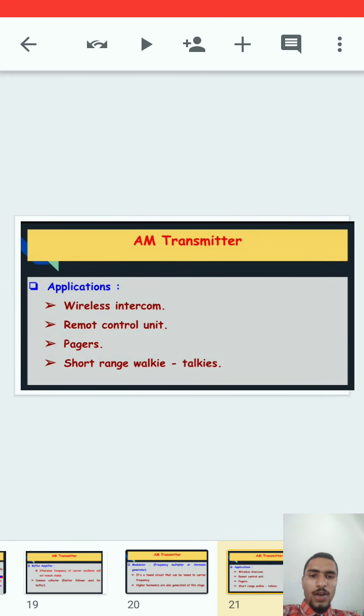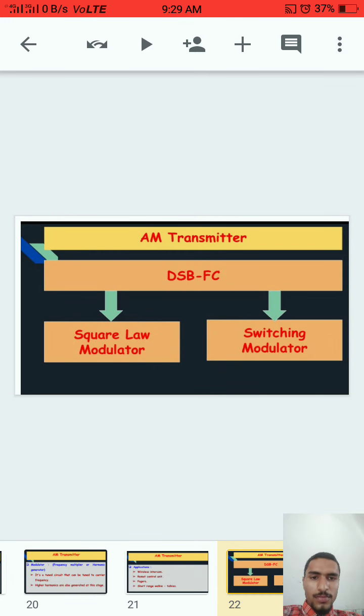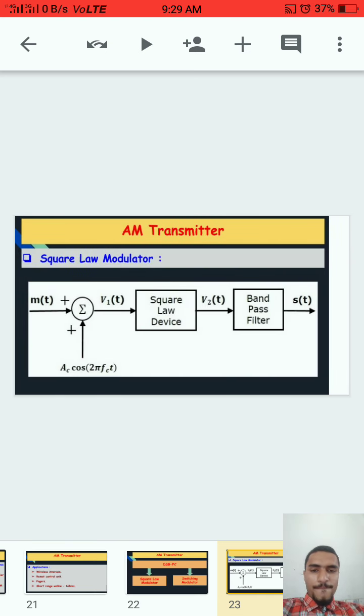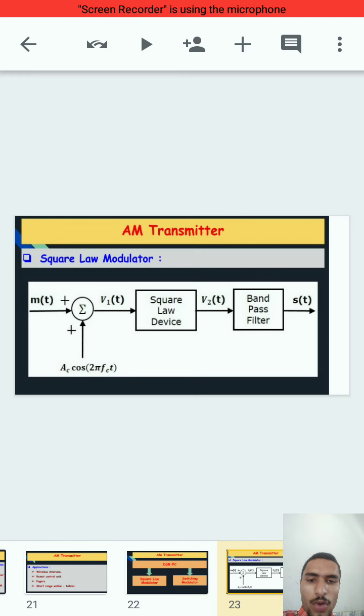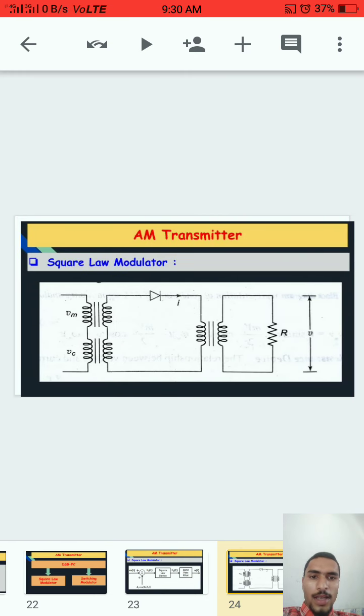Applications: wireless intercommunication, remote control unit, pagers, short range walkie-talkies. AM transmitter, DSBFC, square law modulator, and another one is switching modulator. Square law modulator: square law device, V squared, band pass filter, and it is A cos 2 pi fc t. AM transmitter block diagram, circuit diagram of square law modulator.